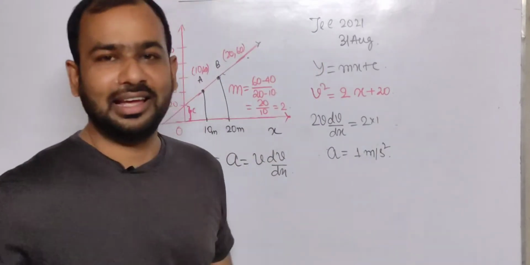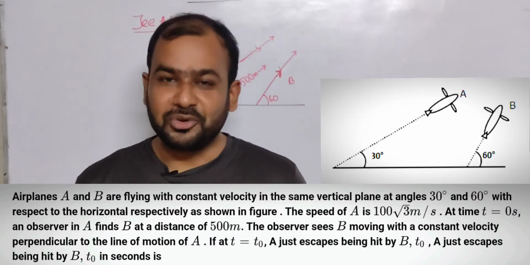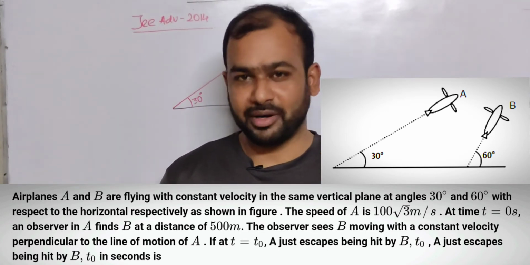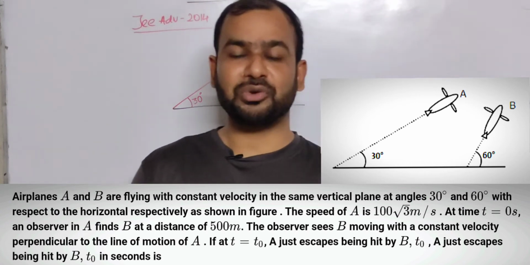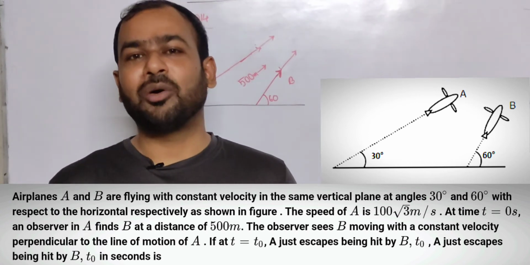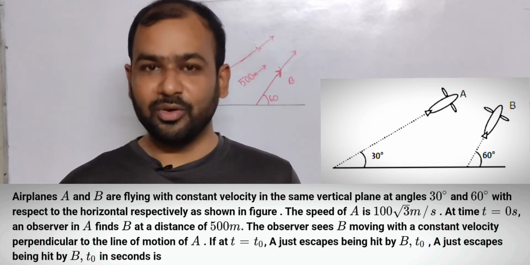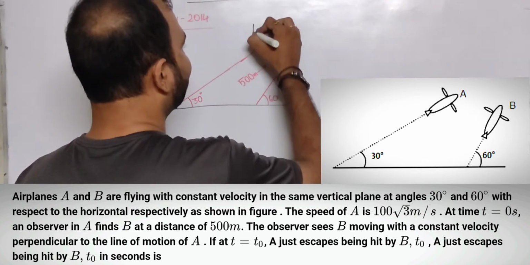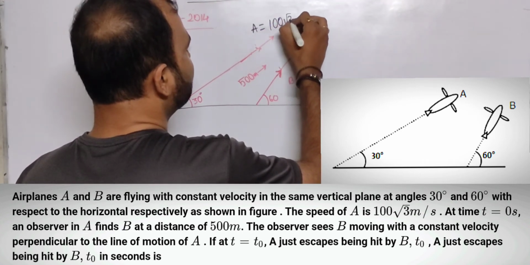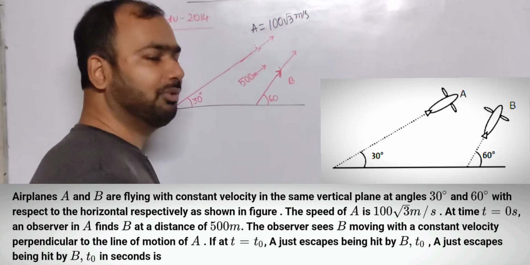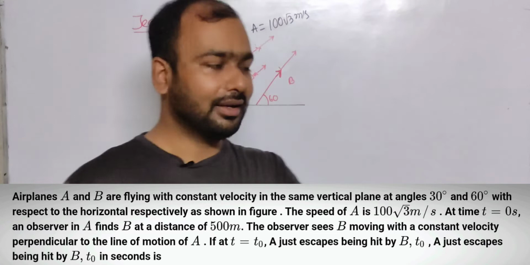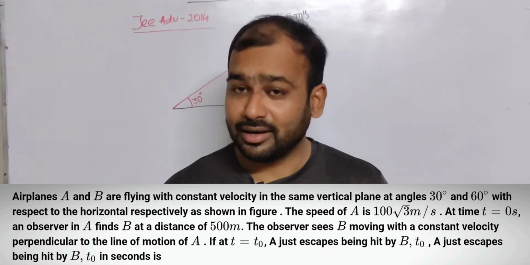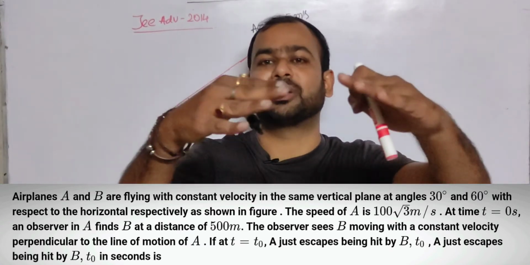The next question on your screen, read the question very properly because this is one of the toughest questions. We have to imagine the question very properly, and it was asked in JEE Advanced 2014. It is all about two planes moving with certain velocities. The plane A is moving with 100 root 3 meter per second and the velocity of B is not given. But they are creating 30 degree and 60 degree with the horizon. That means they are not parallel. If they move for some time, they can get collided.